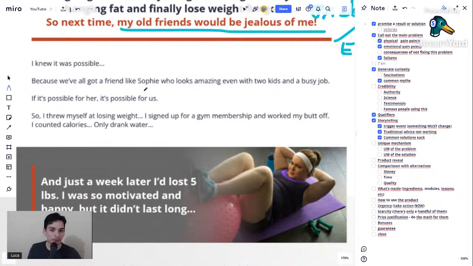I knew it was possible, blah blah blah. We all got a friend like Sophie who looks amazing even with 2 kids and a busy job. If it's possible for her, it's possible for us. So I threw myself at losing weight. I signed up for a gym membership and worked my butt off.